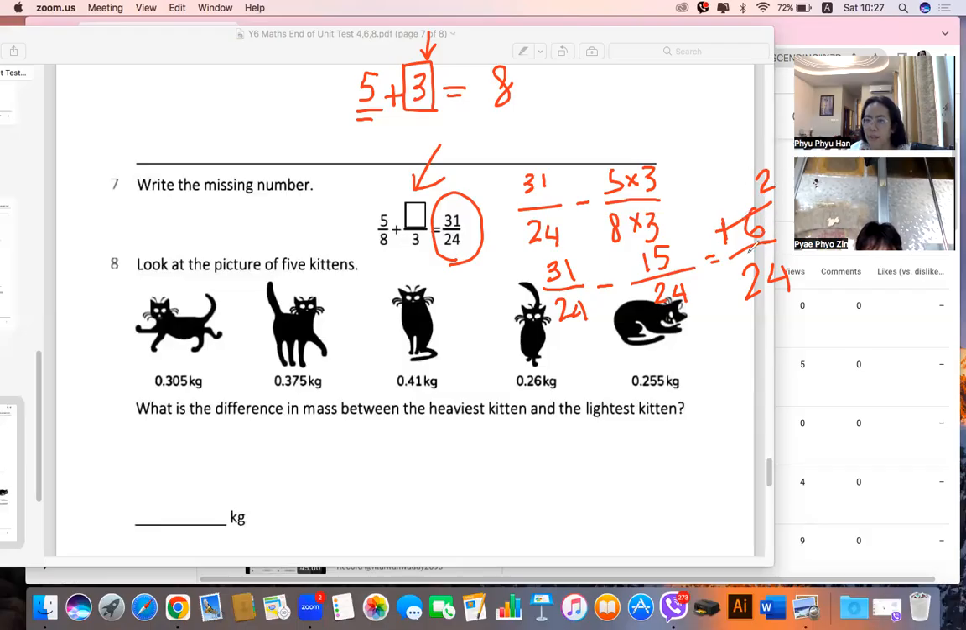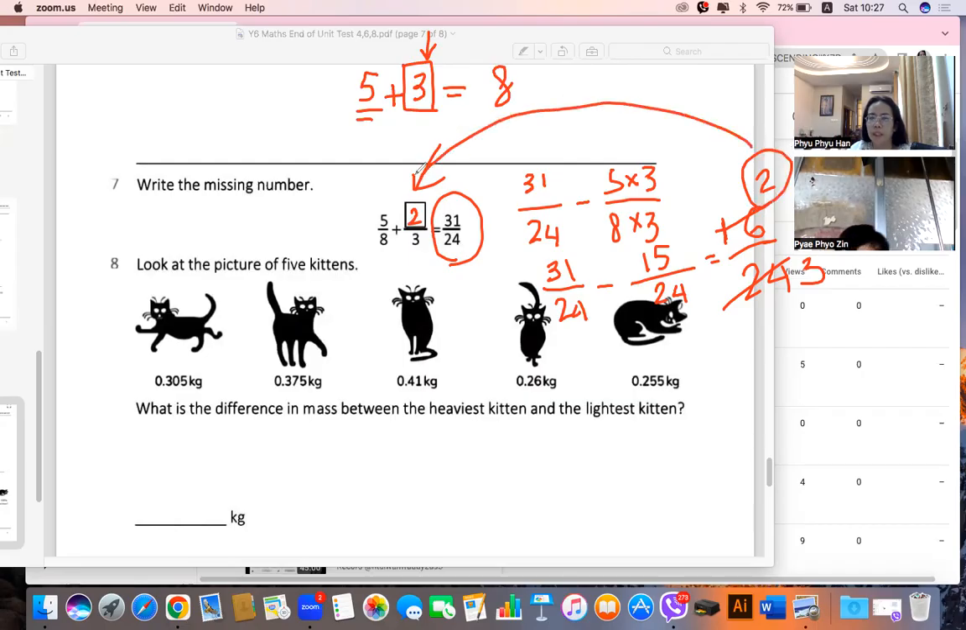8 times 2 is 16, okay? 8 times 3 is 24, okay? So 2 by 3. So the answer is 2 by 3. Okay, these 2 come here, put here.